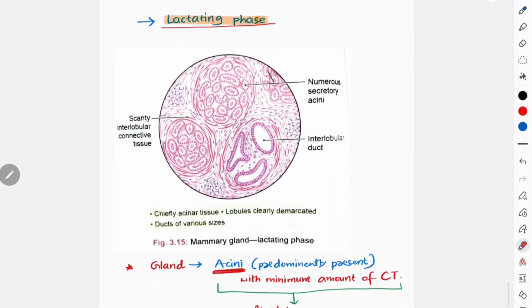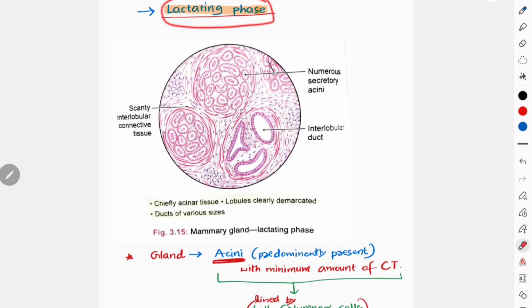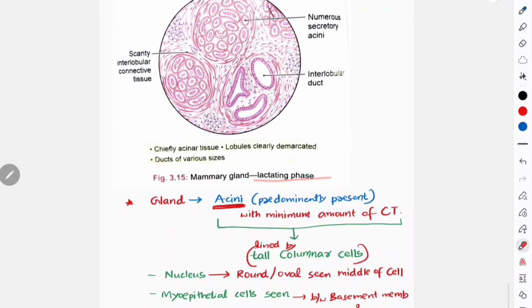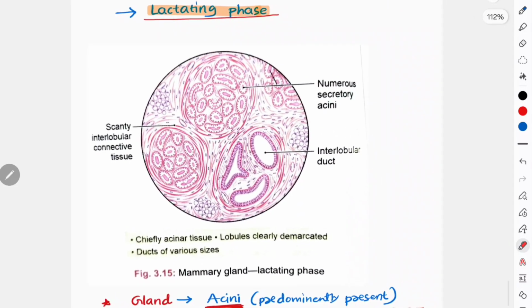Now the lactating phase. In the lactating phase, there is chiefly acinar tissue; more acini will be present. There are numerous secretory acini, see 2, 3, 4, 5, many secretory acini. Lobules are clearly demarcated; you can see the lobules. See, 1, 2 lobes. Ducts are of various sizes as usual: interlobular duct, small duct, different sizes. This is the lactating phase.